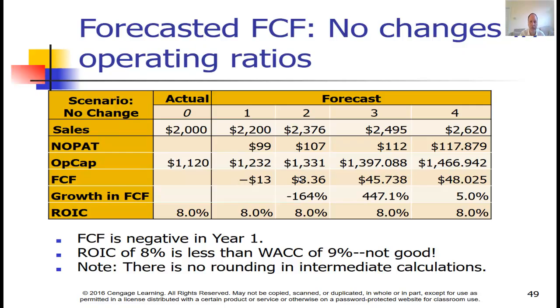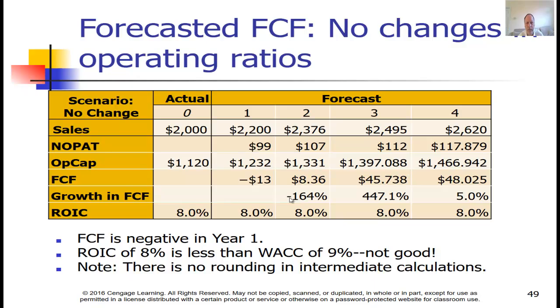Similarly, the 8.36 comes from this number, NOPAT, 107, minus the change in these, in parentheses, 1,331 minus 1,232. That gives us 8.36. And this number again comes from NOPAT minus the change in these, and this number from NOPAT of 117 minus the change in these. So now we have our free cash flows.